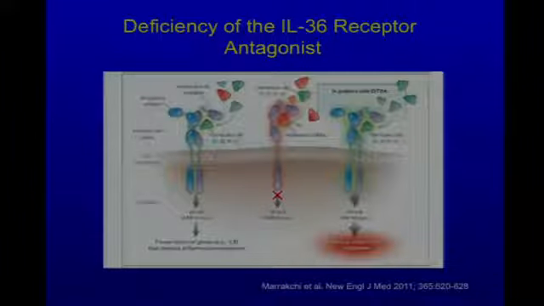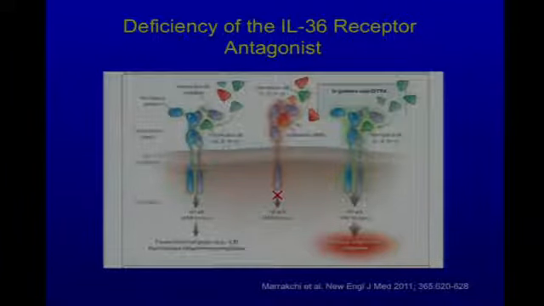And in fact, DIRA is the prototype for a group of diseases in which receptor antagonists are mutated, and just one that was published in the New England Journal a year or so ago is a disease now called DITRA, deficiency of the IL-36 receptor antagonist. And basically IL-36 signals in a similar way to IL-1 with a binding of 2 chains of a receptor and a receptor antagonist that only binds to 1 chain. And those patients get a form of pustular psoriasis.